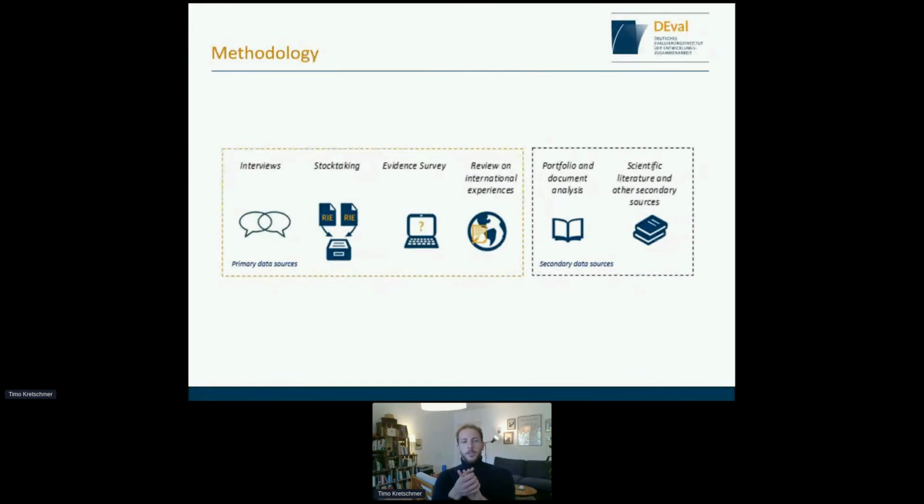In terms of methodology, we tried to include different approaches, and we had different primary data sources. First of all, we conducted around 50 interviews with different stakeholders of different organizations within German development cooperation, but also with evidence experts, international evidence experts from other organizations.